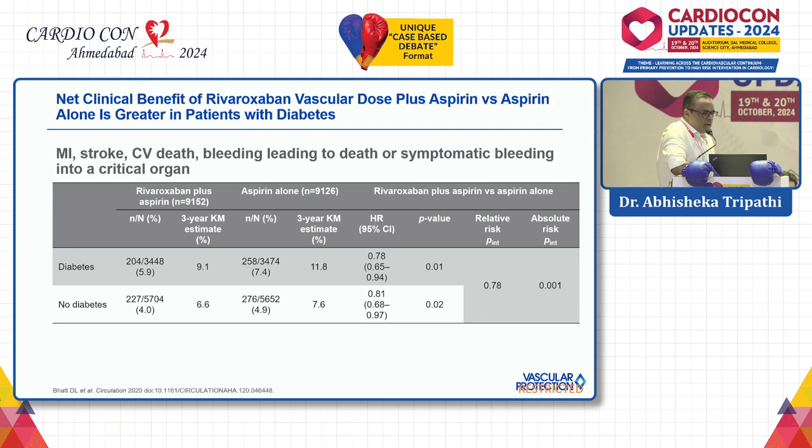And the NCB, the net clinical benefit of rivaroxaban vascular dose plus aspirin versus aspirin alone. Again, the net clinical benefit was also higher in patients with diabetes. You can see here, in the diabetes population, the benefit was significantly higher for all these clinical endpoints compared to non-diabetic patients.